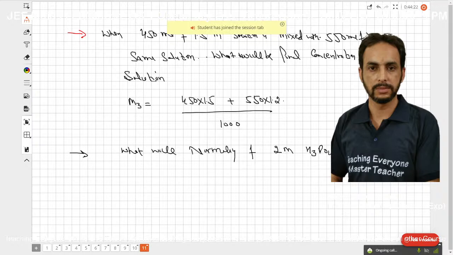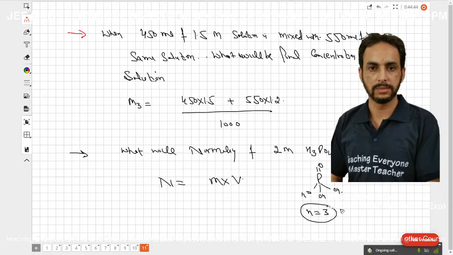Sir, is the answer 4? So here normality we can calculate as molarity into valency. So in case of H3PO4, OH, OH, OH. So here n equal to 3 means basicity is equal to 3. So normality equal to 2 into 3. This is a 6 normal solution.